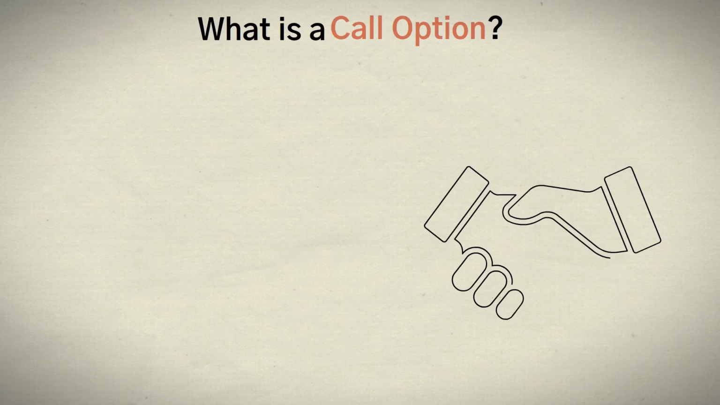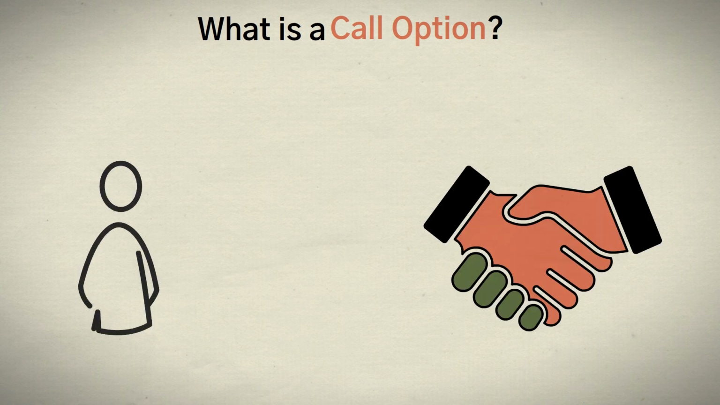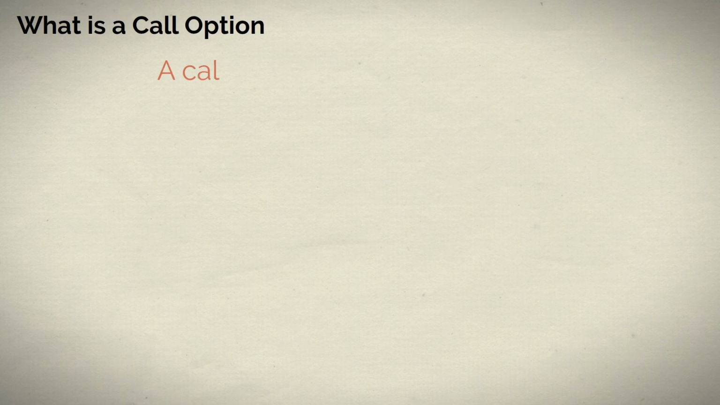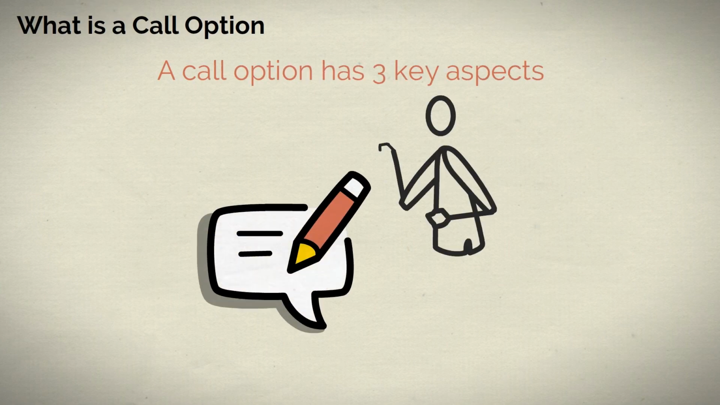Now, you're probably wondering, what is a call option? To put it simply, a call option is a type of financial contract. It gives the option holder the right, but not the obligation, to buy an underlying asset at a specific price within a specific time. A call option has three aspects to take into account when you look at them.